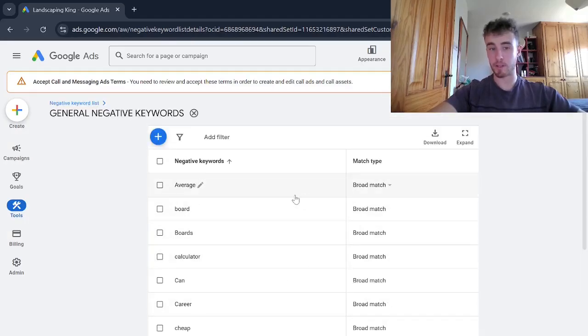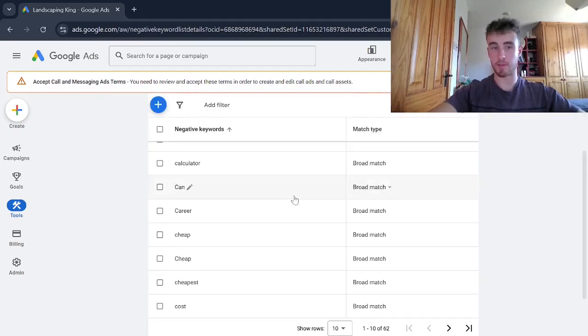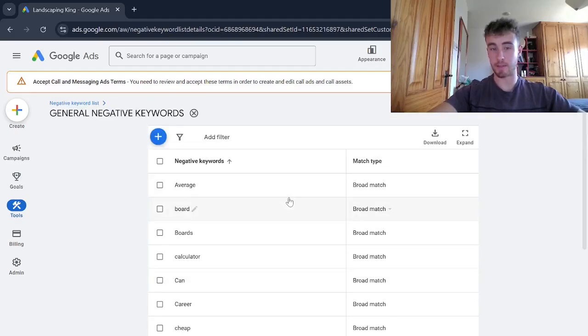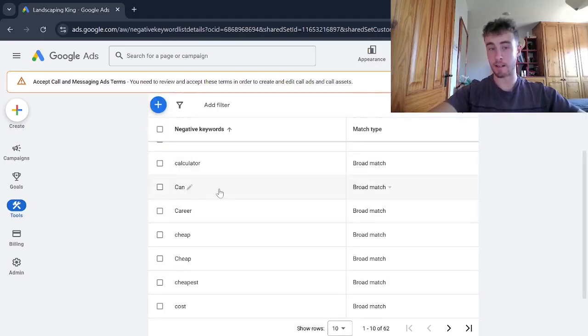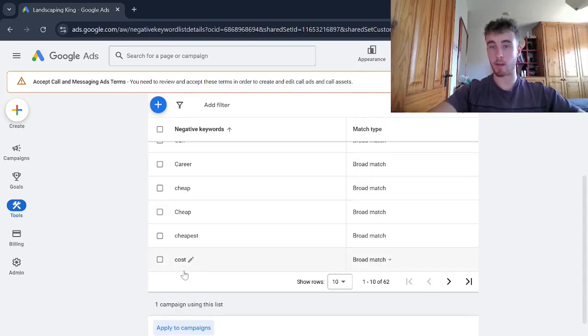But one point worth mentioning, and something you want to be very careful of when adding these negatives in advance to your campaign, is that you might notice here that all of these keywords are broad match negatives, meaning that you cannot appear for any searches that contain any of these words under any scenario. So for example here, let's say you offer roof repair services, you wouldn't be able to appear for a search that is roof repair cost because the word cost is in the search term.